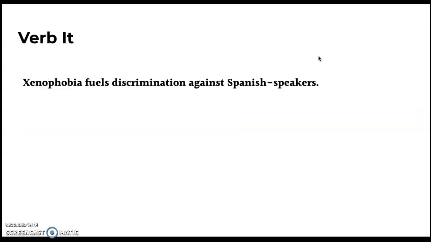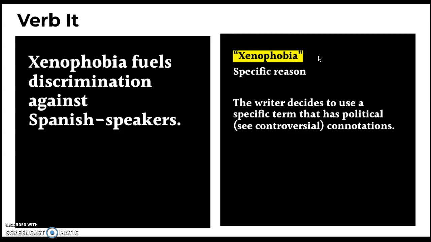So, xenophobia fuels discrimination against Spanish speakers. Right? Here we've identified the specific reason, and this is what I mean by specificity when I'm telling you that, right? What is a specific reason? So xenophobia is a particular word, right? The writer decided to use a specific term that has political, controversial connotations, right? Using this word, choosing xenophobia, is politically loaded. Okay, also an interesting word.